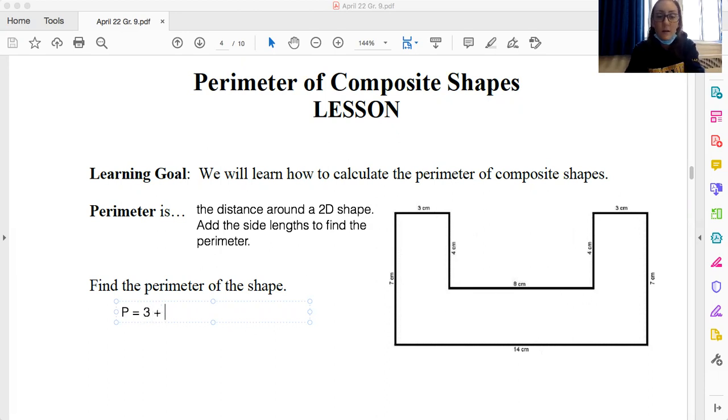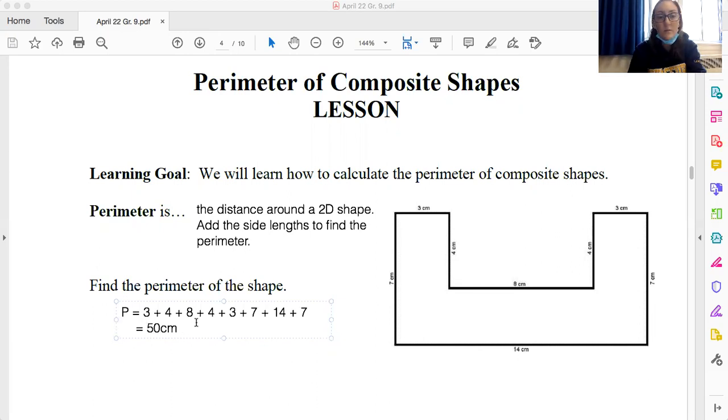So if we do 3, 4 plus 8 plus 4 plus 3 plus 7 plus 14 plus 7. Okay, so that way you don't forget numbers. And then you just add them all up, which is not rocket science, I guess. You can use your calculator and it gives you 50 centimeters.